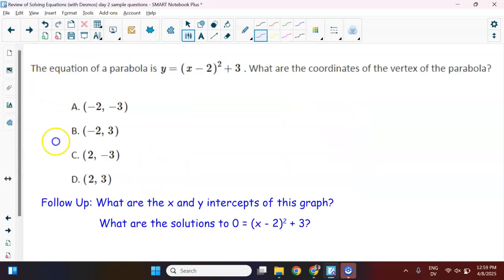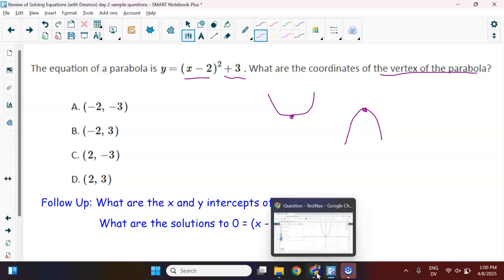Okay. What are the coordinates of the vertex of the parabola? The vertex of a parabola is just like the bottom part of a valley or the top of a hill. So this is literally just type it in. You could certainly do transformations. This one goes like right 2 and up 3, but it's just as easy just to type it into Desmos straight up and then use that to figure it out.